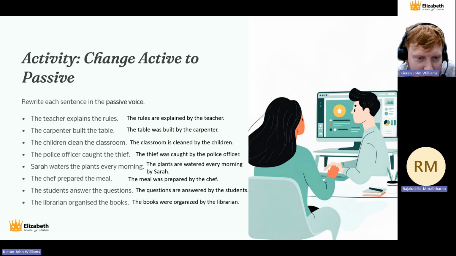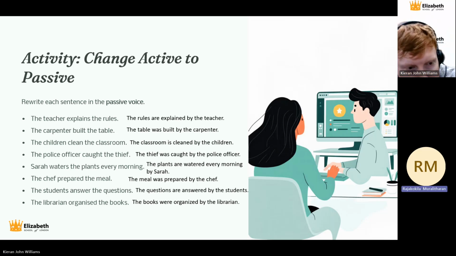Oh, it's a past tense. Well, it's not necessarily the past tense, it's the third form of the verb. Like write, wrote, written, swim, swam, swum. You're using that third form there. Okay. So the rules are explained by the teacher. We added "by" as well. If you want to include the subject, you can say "by" and then that person. Okay, right. What about the next one?